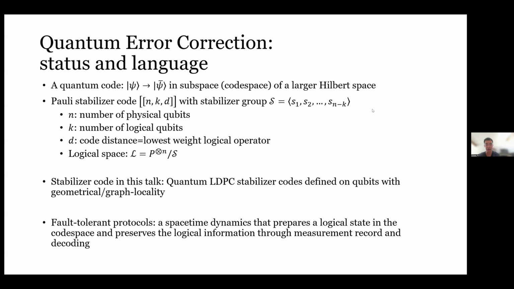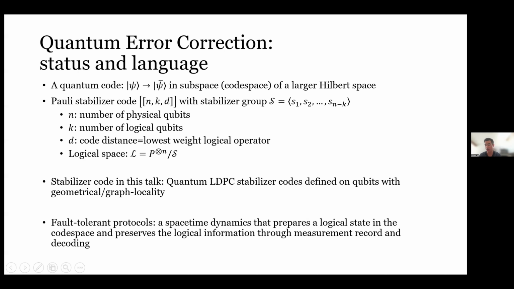What we mean by a fault-tolerant protocol that we are aiming to construct is basically a spacetime dynamics, aka a circuit, that prepares a logical state in the code space, and also preserves the logical information while the state evolves over time. On top of that, the logical space can evolve, and we can do some meaningful computation in this logical space along the way, whilst being protected against error. So these are the terminologies we're going to use in the talk.